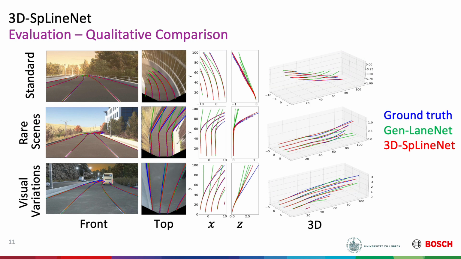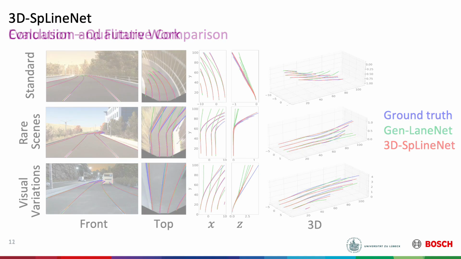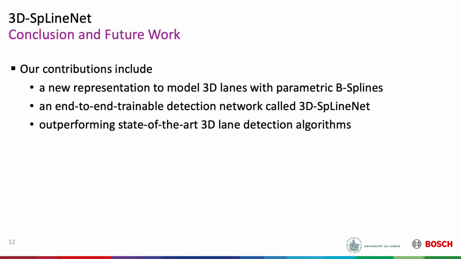For a qualitative comparison, we show prediction examples from all test sets. The ground truth is illustrated in blue, predictions from GenLaneNet in green, and from our 3D-SpLineNet in red. As the illustrations show, our method manages to better model the ground truth lane geometry in simple as well as in more complex scenarios. In summary, our main contributions include a new representation to model 3D lanes with parametric B-splines and our end-to-end trainable detection network 3D-SpLineNet achieving state-of-the-art performance.